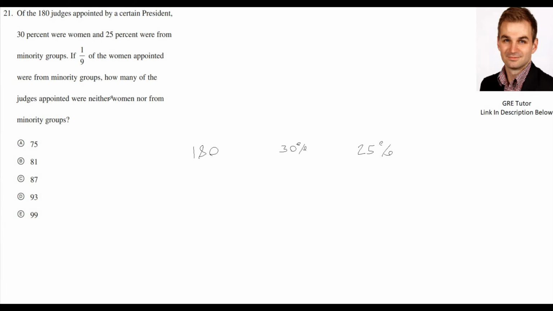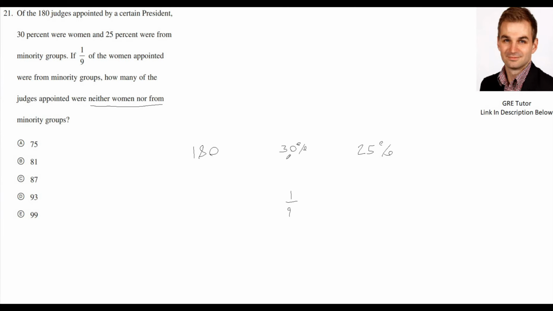Now they're also telling us that 1/9 of the women, so of the 30%, 1/9 of the 30% were both women and were from a minority group. So how many of the judges were neither women nor from a minority group? Okay, so we're looking for the people that were neither women nor from a minority group.